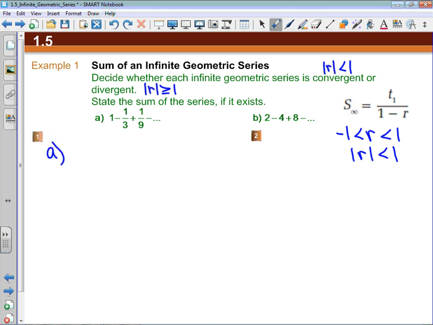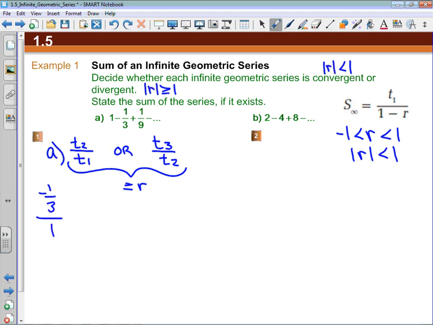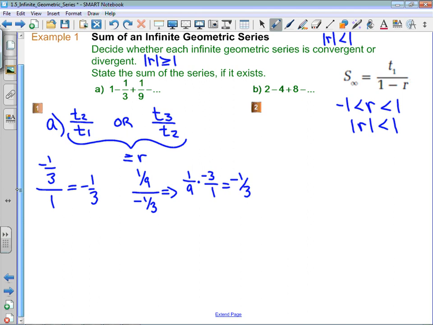So if I look at A, I can take term 2 divided by term 1, or we could take term 3 divided by term 2, because both of those are equal to r. It's kind of a weird way of writing that, but I'm going to write first -1/3, which is term 2 divided by term 1. I could also look at +1/9 divided by -1/3. I can rewrite that as the numerator times the reciprocal of the denominator, and I still get -1/3. So I hope we all agree that for A, the common ratio is equal to -1/3.